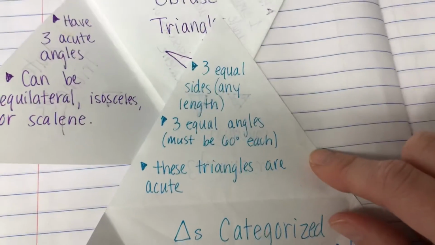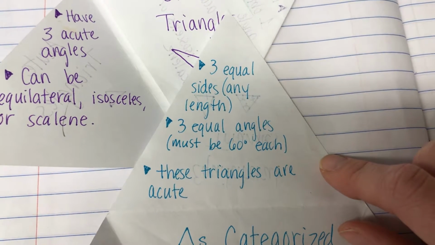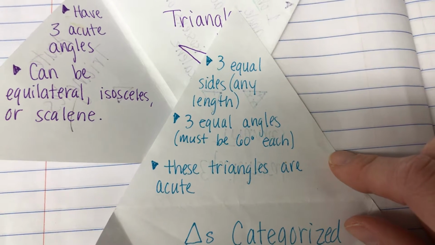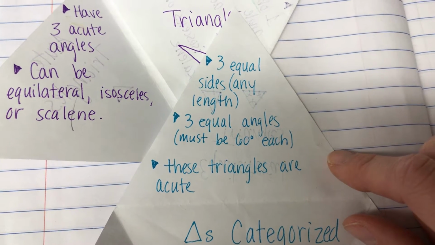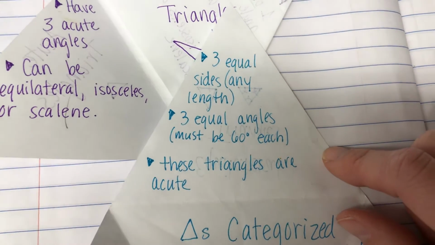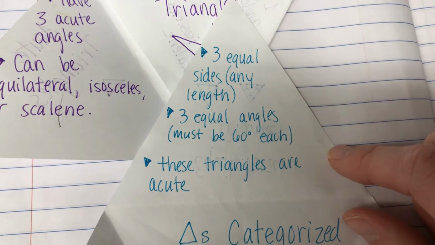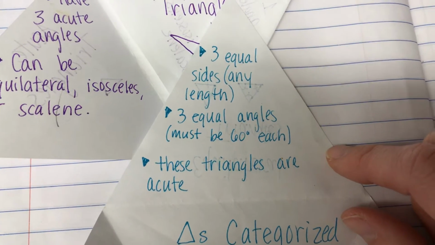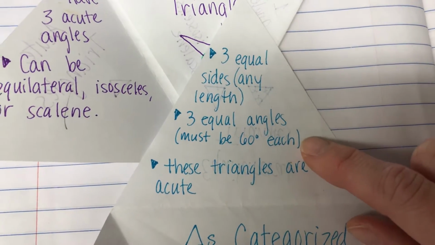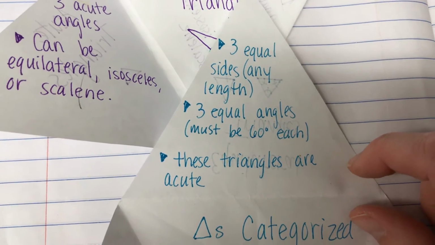So the sides can be any length, but the three equal angles have to be 60 degrees each because the total angles in a triangle have to be 180 degrees. So if we have three that are all equal, 180 divided by 3 is 60. They all have to be 60 degrees. And they have to be acute because all the angles have to be 60 degrees. So they must be acute if they're equilateral.